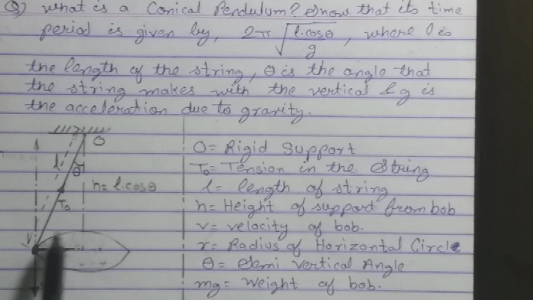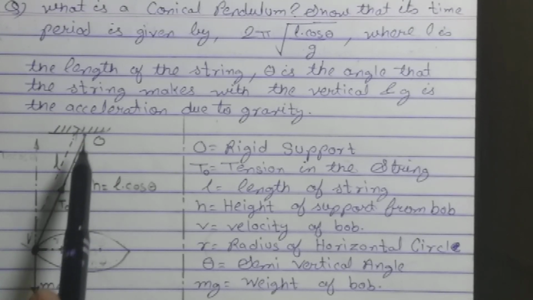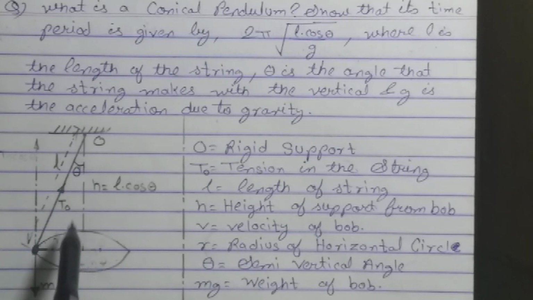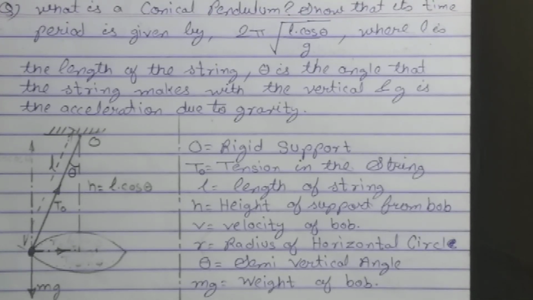You observe here, when the bob is revolving around the horizontal circle with an angular velocity omega, it performs uniform circular motion. During the motion, the string is inclined. The angle made by the string with the vertical line is theta, as shown in the figure. In the displaced position, there are two forces acting on the bob, and the total system looks like a cone.